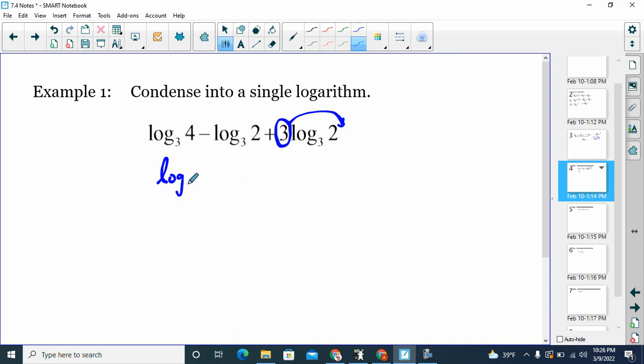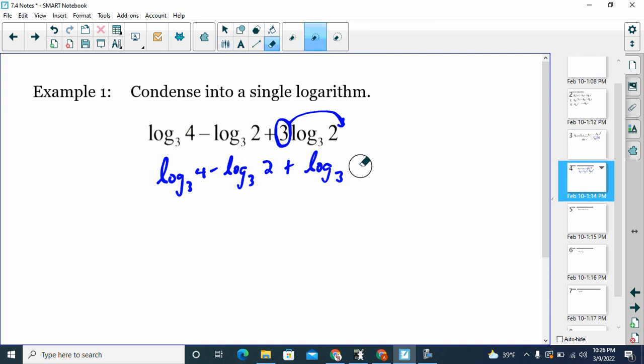So this is the same thing as log base 3 of 4 minus log base 3 of 2 plus log base 3 of 2 to the third. And then log base 3 of 2 to the third, 2 to the third is 8. And now we're going to add and subtract from left to right. We're going to combine these two first. Log base 3 of 4 minus log base 3 of 2.